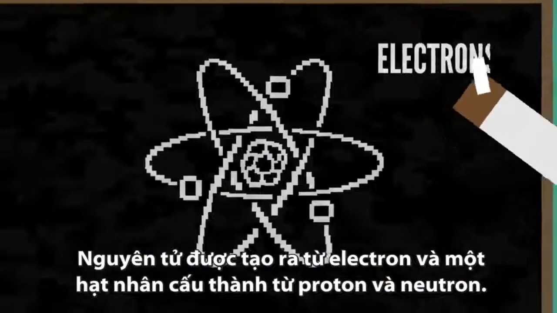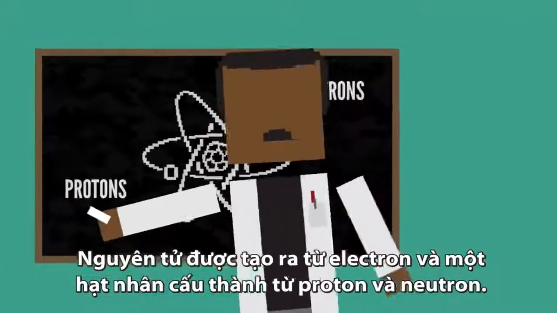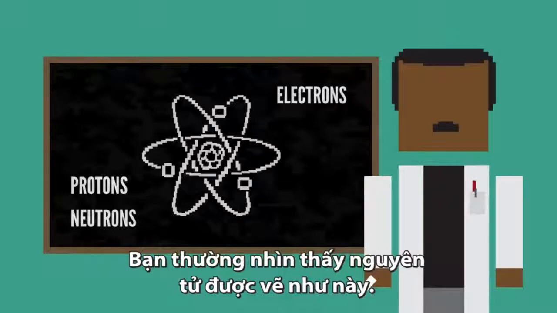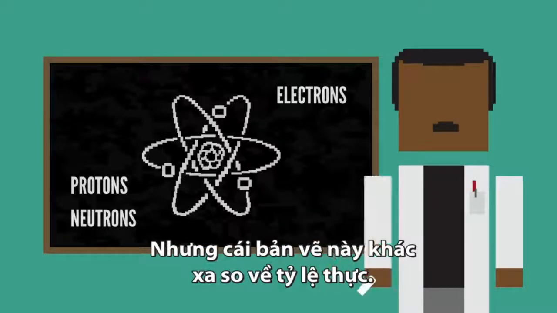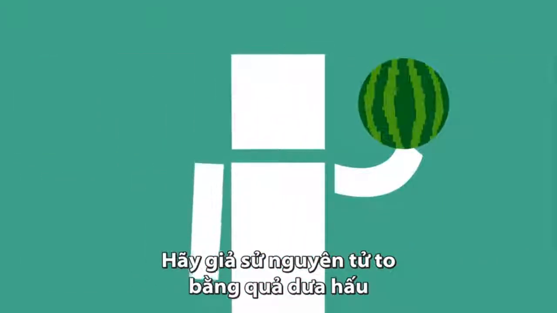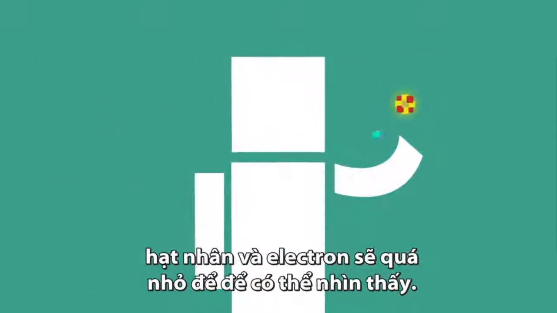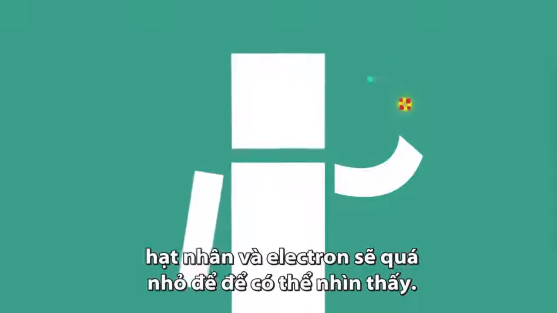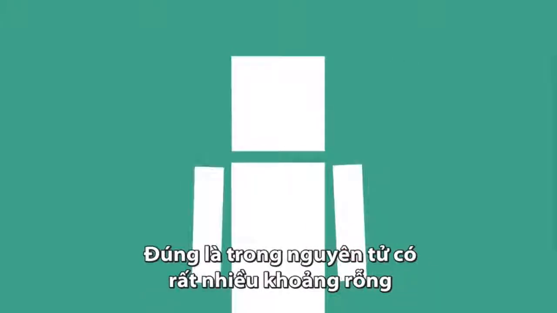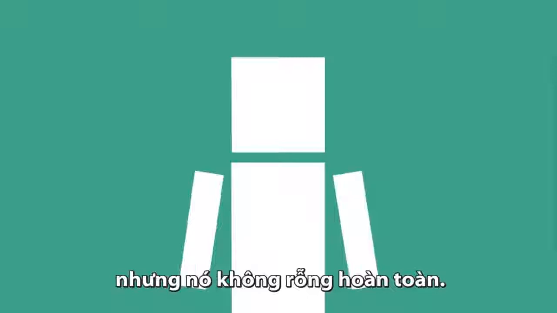Atoms are made of electrons and a nucleus containing protons and neutrons. We usually see atoms drawn like this, but these sketches are nowhere near to scale. Let's say an atom is the size of a melon. If that's the case, then the nucleus and the electrons would be too small to even see. So yeah, there's a lot of empty space, but it's not entirely empty.